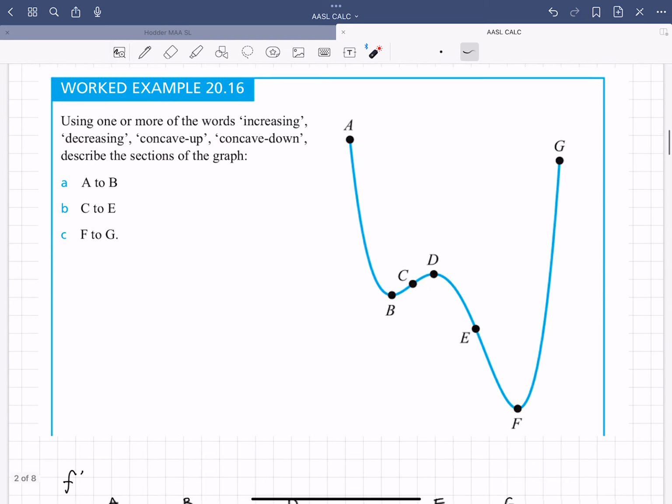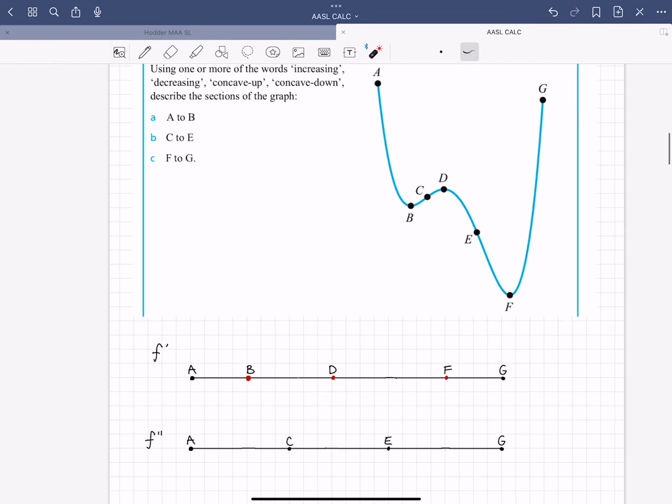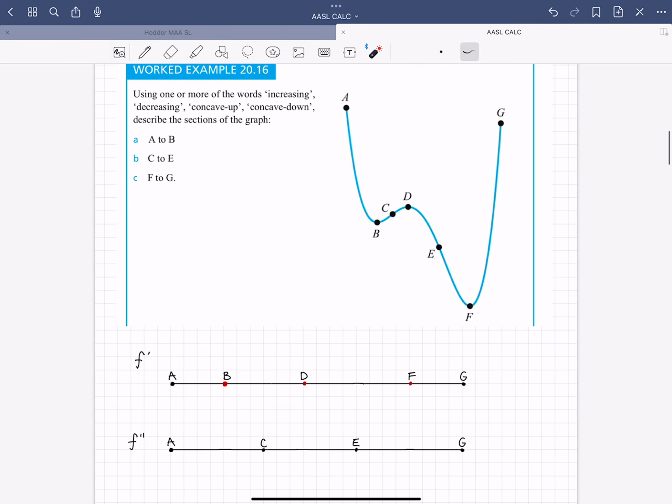All right, here's an example from your textbook, the Harder book. Here's a curve that looks like an x to the fourth graph of some sort. Let's identify when the graph is increasing, decreasing, or concave up or concave down. So I made these number lines down here so I can write down the signs of f prime or f double prime. And I can do that by looking at the graph, right?